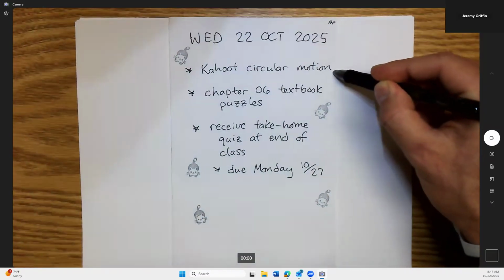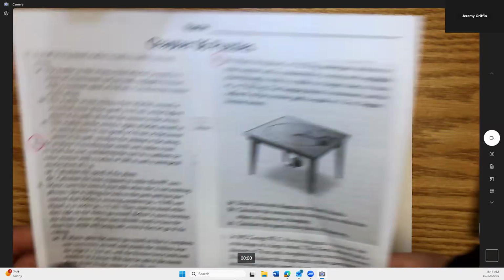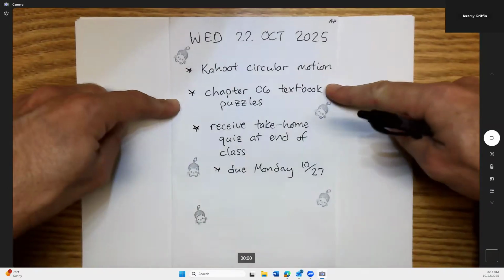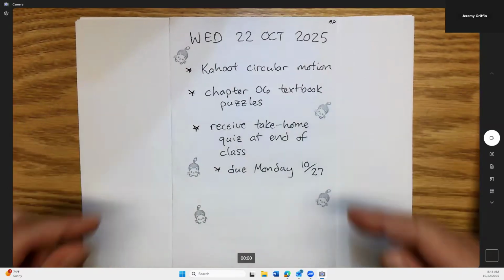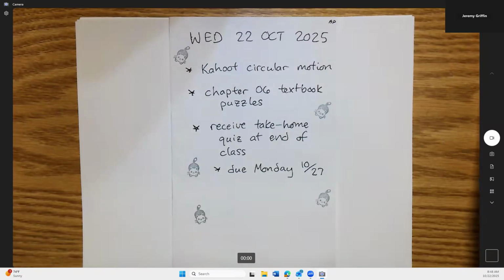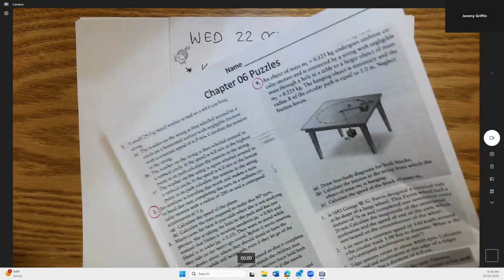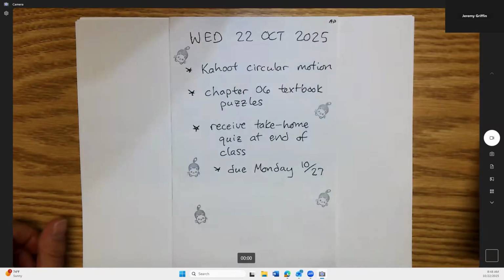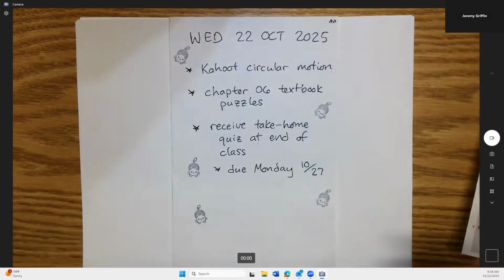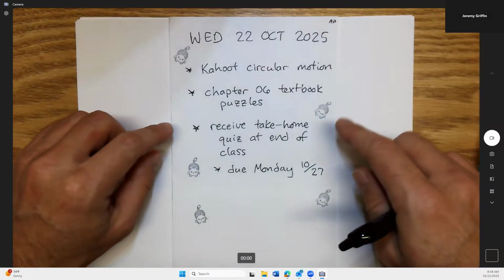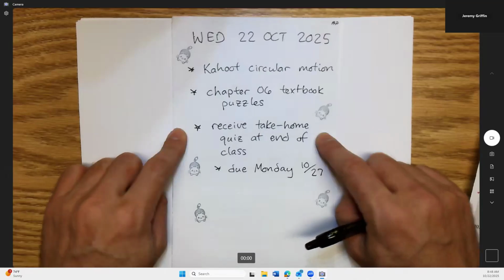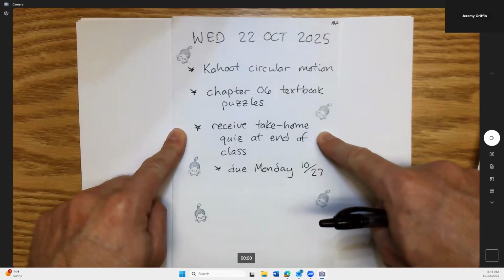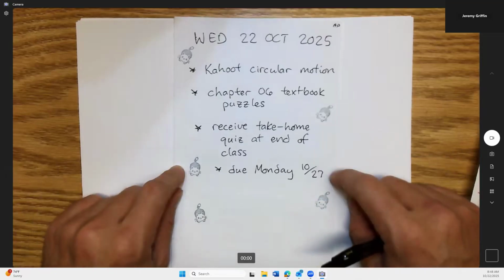So we'll do it here on circular motion. I picked out a few textbook puzzles from chapter 6, so see how that pieces out by the end of class. The rest of the week, we'll probably do more textbook puzzles. I'll have you turn these in on Friday, and you get credit for what we were doing in class. I also have a couple of answer keys picked out. I'll get you your take-home quiz by the end of class today, and let's have it due on Monday.